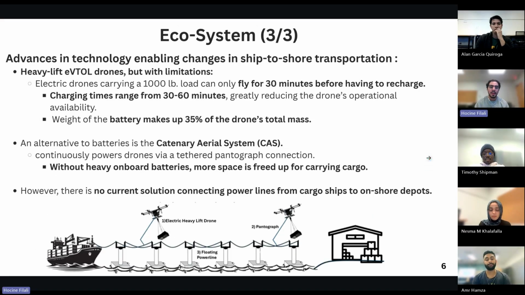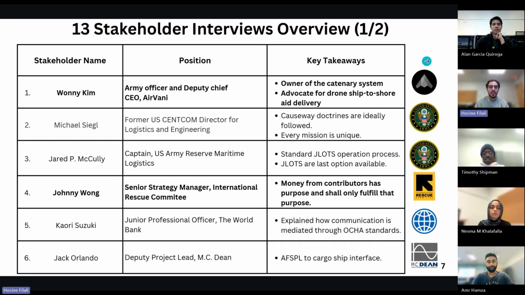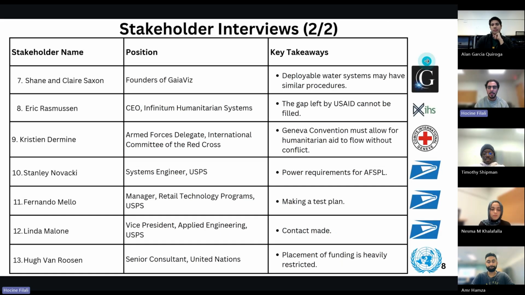Advances in technology, like heavy lift electric drones, can fix this problem, but with limitations. Carrying a 1,000-pound load, they can only fly for 30 minutes before having to recharge. An alternative to batteries is the use of a catenary aerial system that allows batteries to be continuously powered. However, there is no current solution connecting power lines from cargo ships to onshore depots. Throughout the course of the project, we have conducted 13 stakeholder interviews shown on this slide and the next.